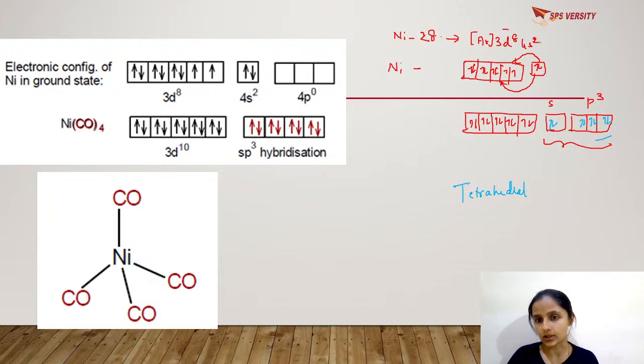And once you write the structure, the hybridization is sp3 and the geometry is tetrahedral, and you see all the orbitals are occupied by the electrons and you don't have an unpaired electron. So the molecule or the complex is considered as diamagnetic.